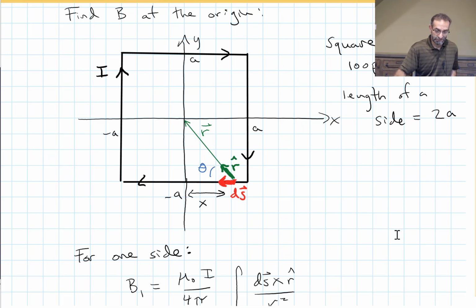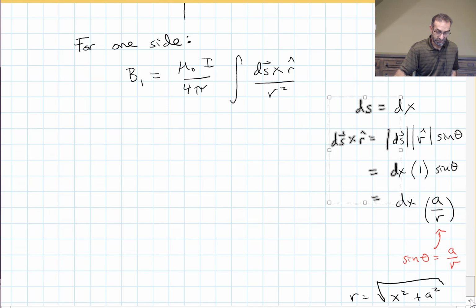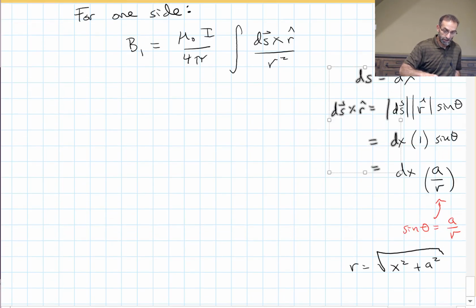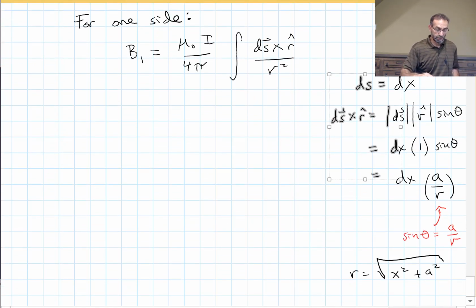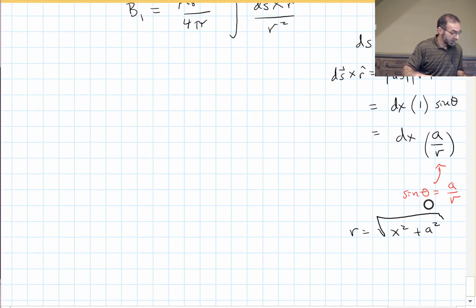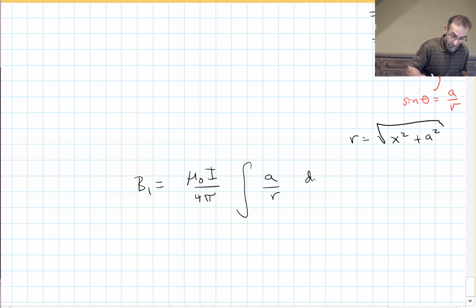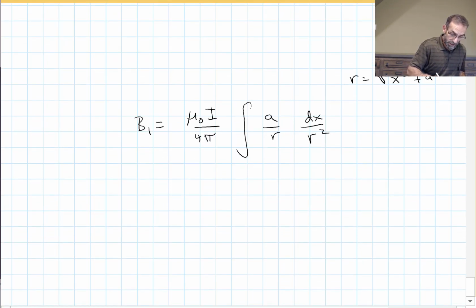So we're ready to integrate. There's our formula, the Biot-Savart Law. We know what ds is, what ds cross r hat is, r, sine theta. So we can plug some things in here. We get B for one side is mu naught I over 4 pi, the integral of a over r, dx over r squared. We know what r is, so we can plug that in.